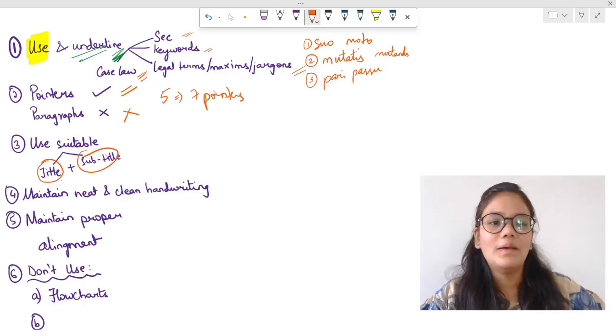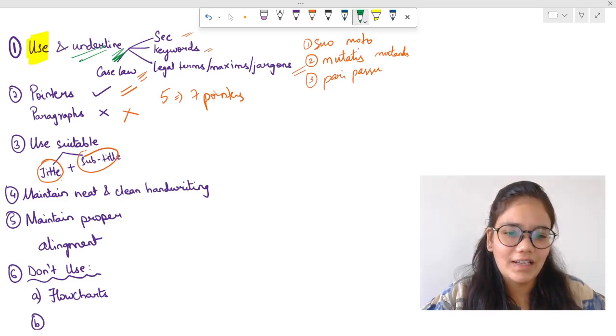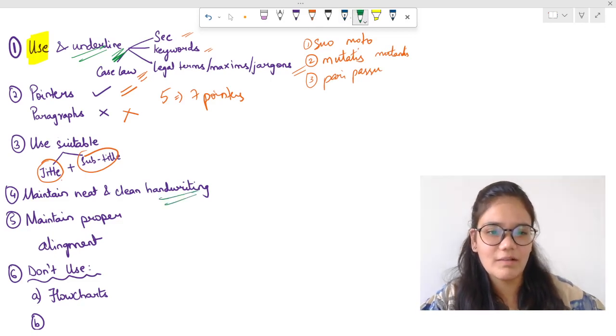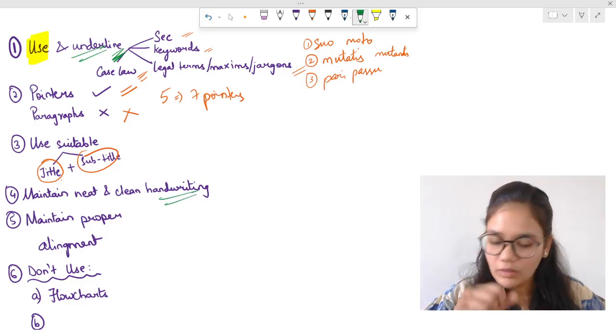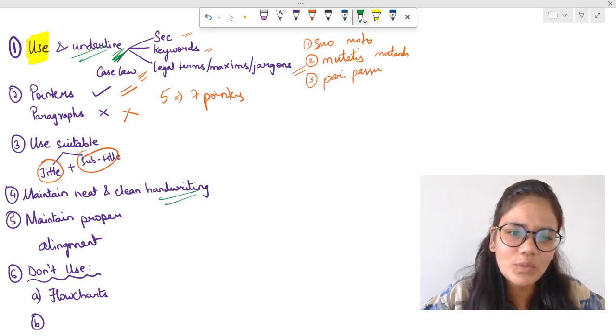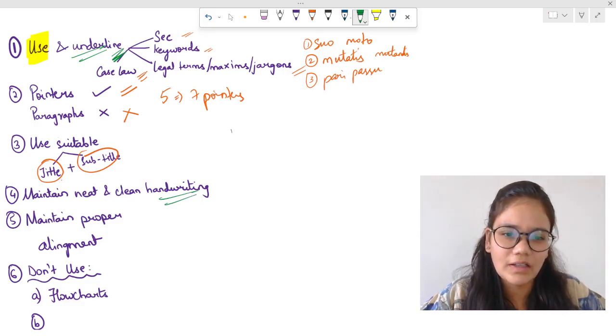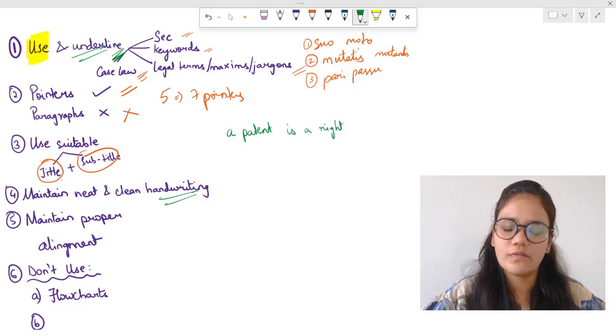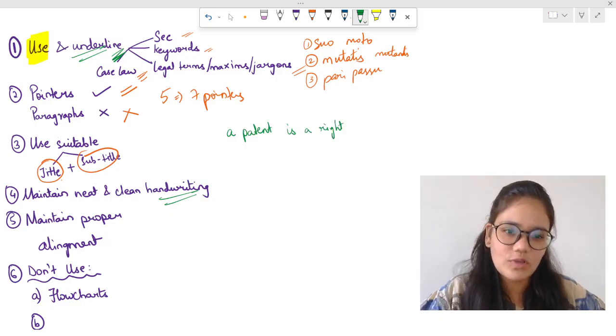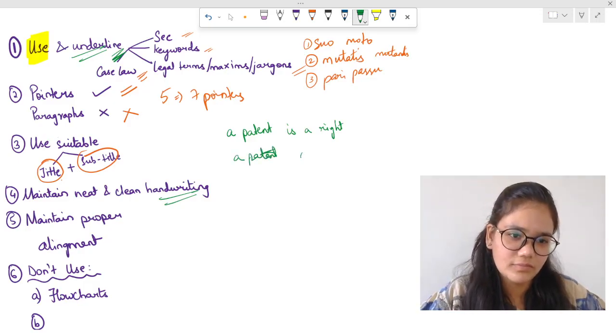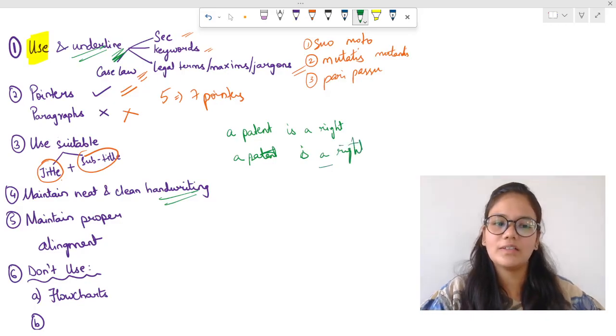Next, maintain neat and clean handwriting. See, इसका एक example बताती. There is a person who in the first page is writing a very beautiful language, say a patent is a right. ठीक है, this is what you write in your first page, very neat and clean. As soon as you turn towards the second page, it just goes like, why are you writing a doctor's handwriting?